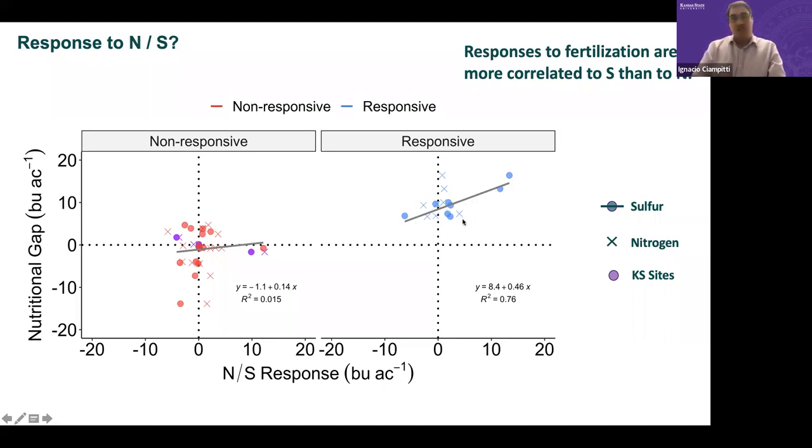Okay, if you look at the relationship or the observations on nitrogen, we don't really see a clear response. But if you look at the sulfur application, in those scenarios where we're applying more sulfur, and we have those soils and sites responsive, then we basically see a response to sulfur application.